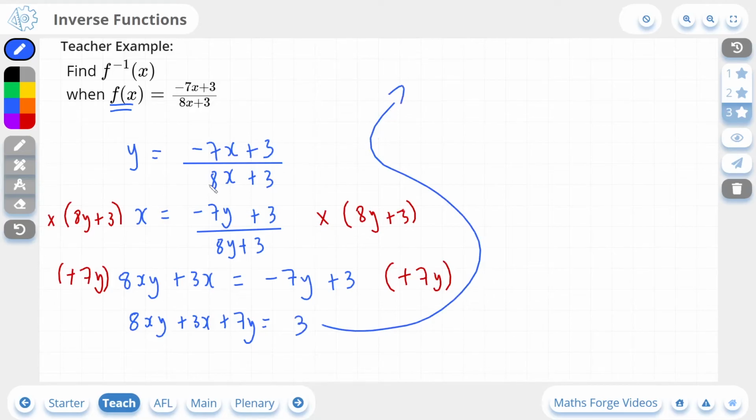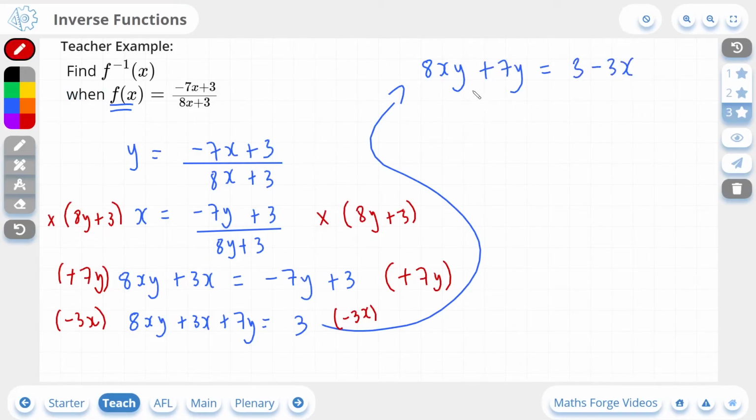This is going to give us 8xy plus 3x plus 7y, which is equal to 3. Now the next step is to get rid of this plus 3x, get it to the right-hand side, and we're going to do this by subtracting 3x from both sides. This is now going to give us 8xy plus 7y, which is equal to 3 minus 3x.